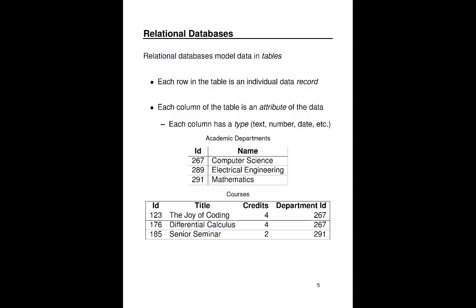Another example table is the courses table. This lists the courses that are offered at the university. The course table has 4 columns. Each course has an ID, it has a title, it has the number of credits, which is also a number, and then each course refers off to the ID of the department in which it's offered. So the first row, The Joy of Coding, is offered by the Computer Science Department, which has ID 267. Differential Calculus is also offered by Computer Science, and the Senior Seminar is in Mathematics.